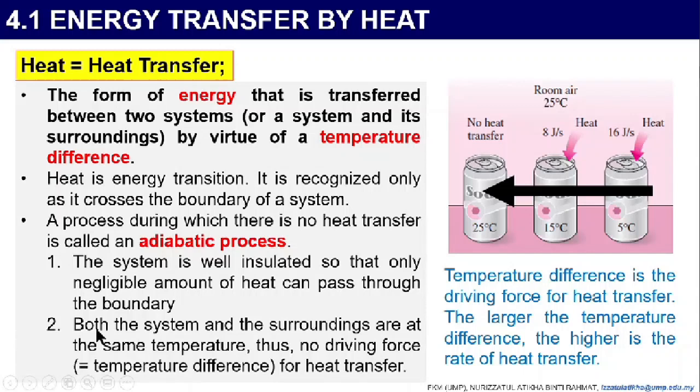Another condition is when both the system and the surrounding are at the same temperature. There's no driving force or temperature difference for heat transfer. So remember, already stated before that heat transfer only happens when there is a temperature difference. But when the system and the surrounding are at the same temperature, we don't have the driving force or the temperature difference for heat transfer to happen. Okay, so I already explained for this example, temperature difference is the driving force for heat transfer. The larger the temperature difference, the higher is the rate of heat transfer.